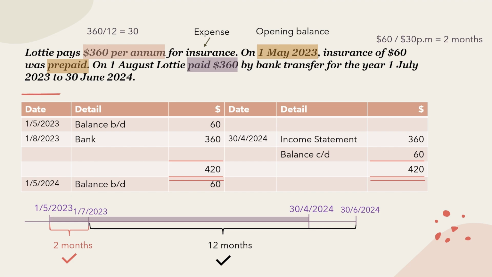What does that mean? This implies that there was another prepayment. So it's crystal clear because the bank transfer was for the year 1st July 2023 until 30th June 2024. So 30th June 2024 falls 2 months after 30th April 2024. And the payment for these 2 months was already made. That means this was a prepayment.